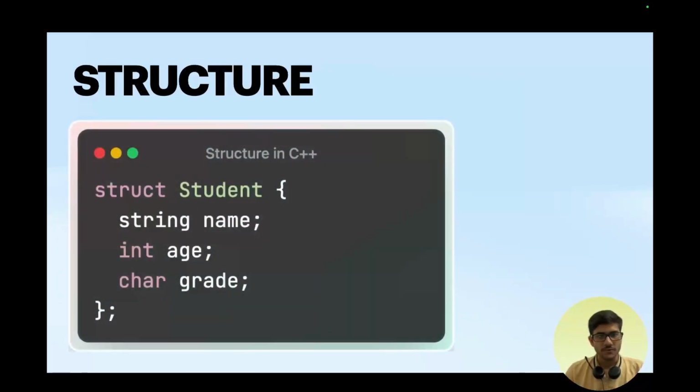The C++ code for this is shown, which we can create using the struct keyword, followed by the name of the structure, which is student in our case. And then we mention the primitive data types inside of it, which we want to group together. So now we have created a data type which is student, which will have these three properties, that is name, age, and grade.